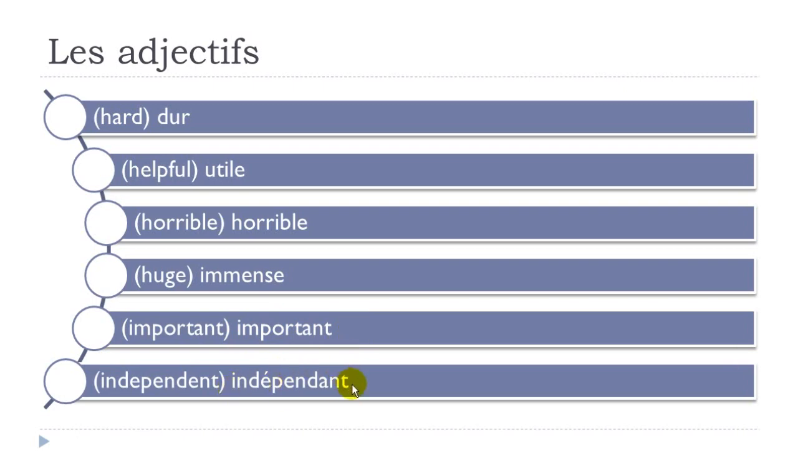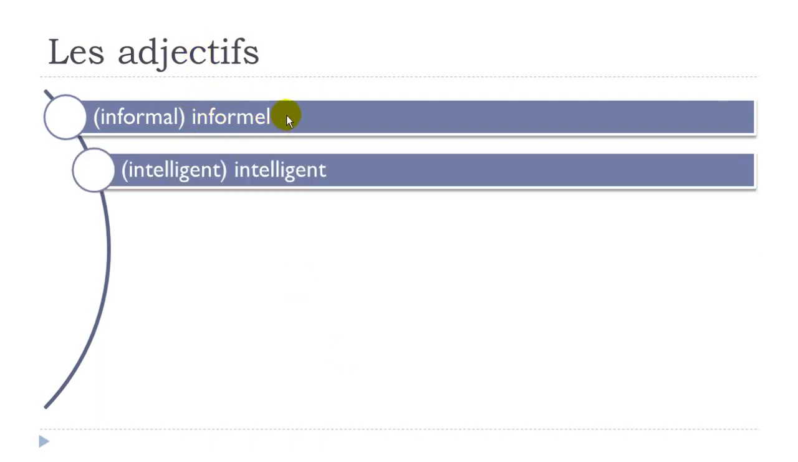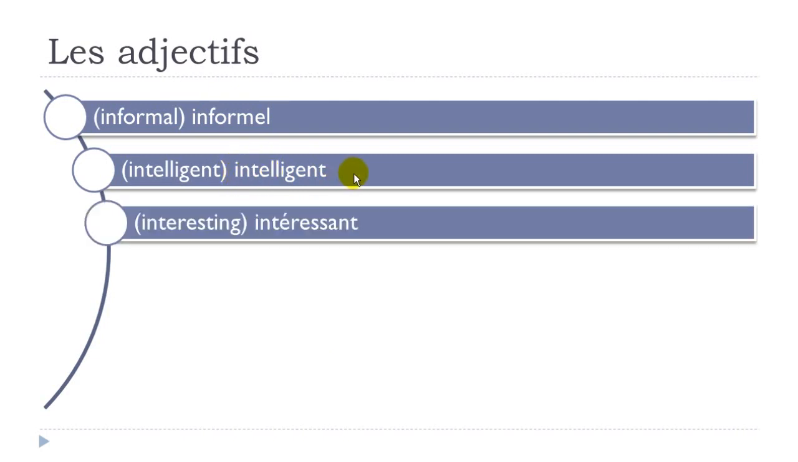Indépendant. Final T not pronounced. Informel. Intelligent. Final T not pronounced. So G-E-N. Jean. Okay. Intelligent. Double L, it opens the pronunciation of your E, so it's E. Intéressant. Double S, same thing here. S, strong, and it opens the pronunciation of your E. Intéressant. Final T not pronounced.